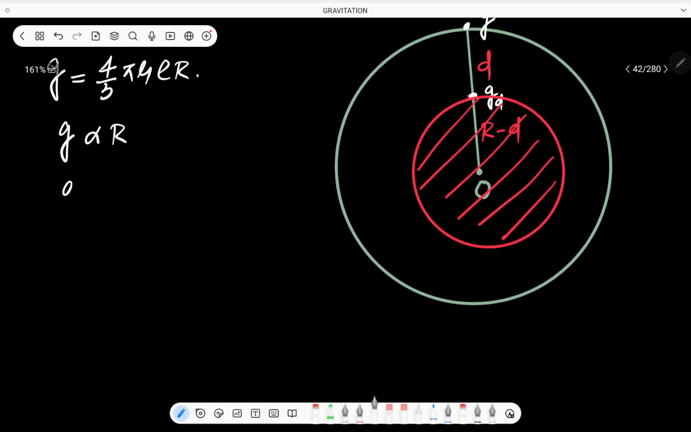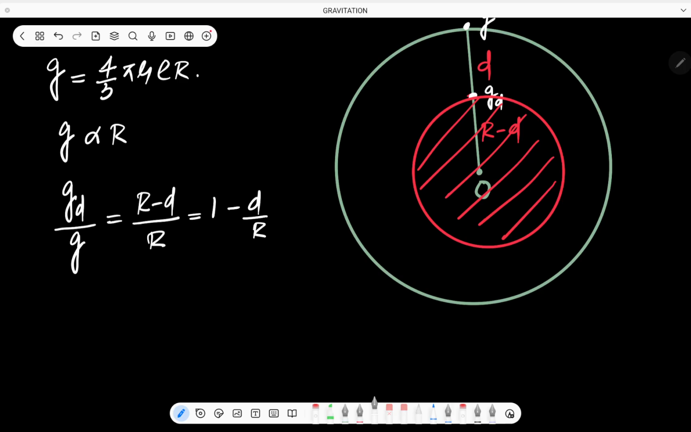Okay, that means I can write down this equation quite easily, that is gd divided by g is equal to (r minus d) divided by r, isn't it? Because simply from here to here the radius is r, and from here to here the distance is r minus d. Now obviously r divided by r is 1 minus d by r. So finally the acceleration due to gravity at depth d becomes gd = (1 − d/r) g. This is a very, very important equation, highly important equation.